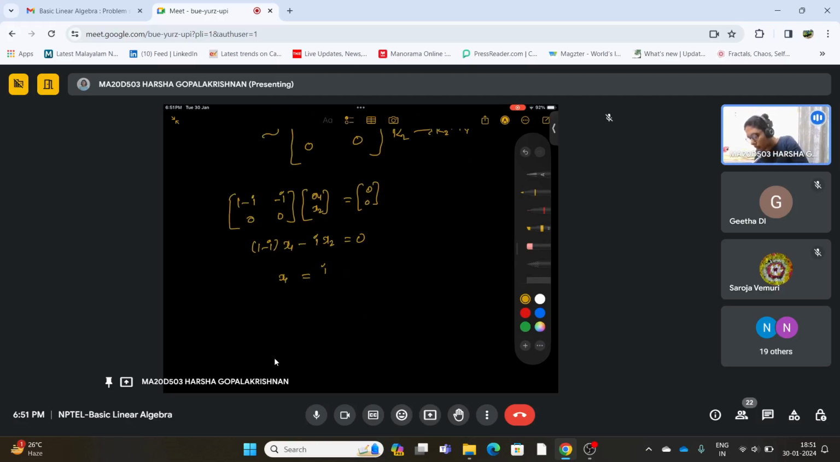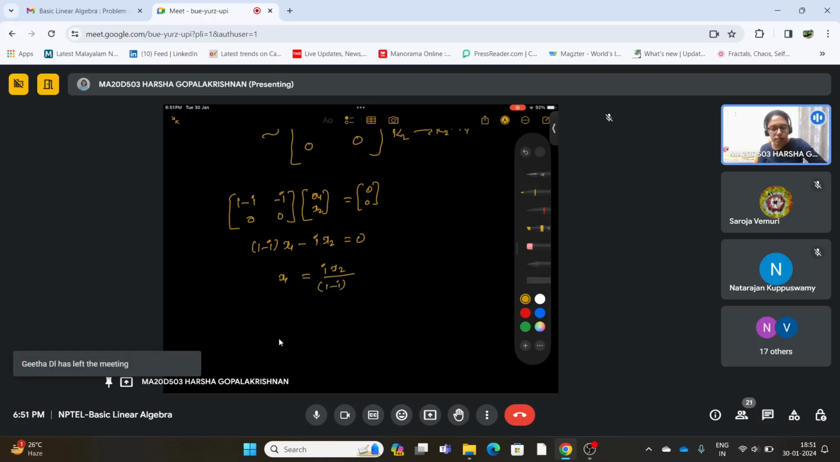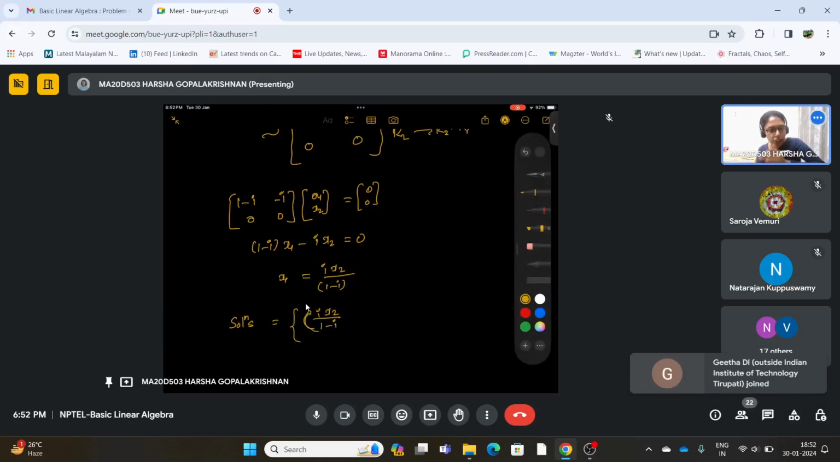x1 will be i x2 by 1 minus i. Okay, 1 minus i. So this is the x1 value. So what is the solution? The solution is the set of all i x2 by 1 minus i. Instead of x1, I am writing the obtained value, which depends on x2.